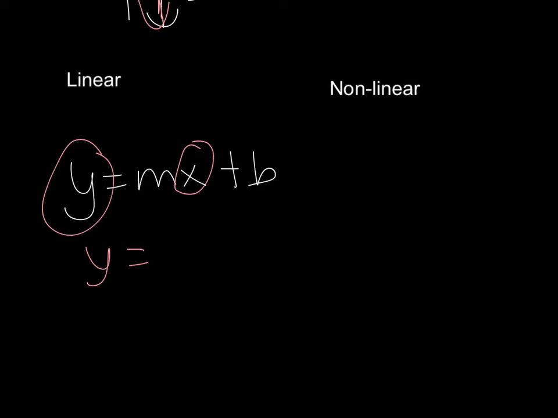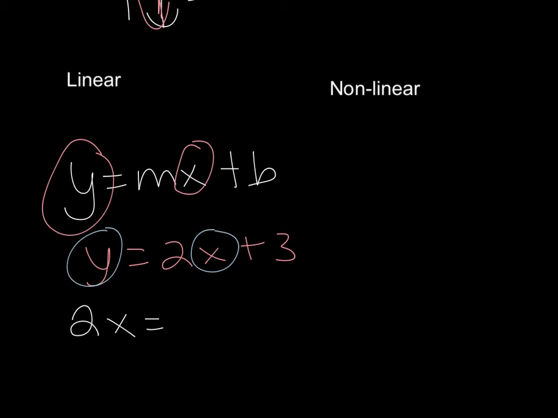So y equals 2x plus 3. I see a y, I see an x, it is linear. This could also look like 2x equals y minus 3. Again, I have a y and I have an x, so it is linear. I have exactly one x and exactly one y. Exactly one x and one y are going to make your equations linear. Go ahead and write that in your notes.